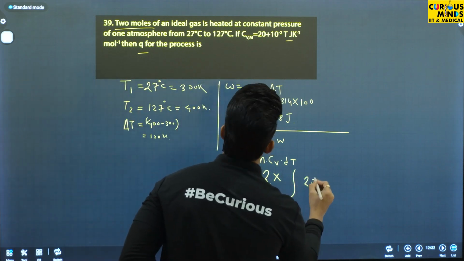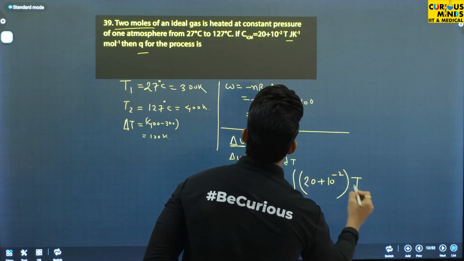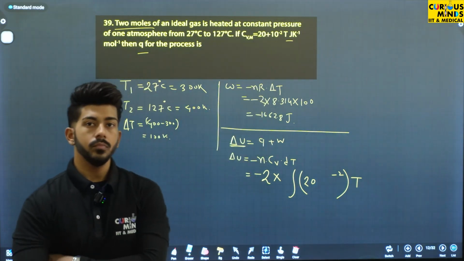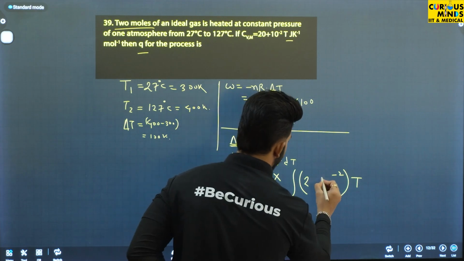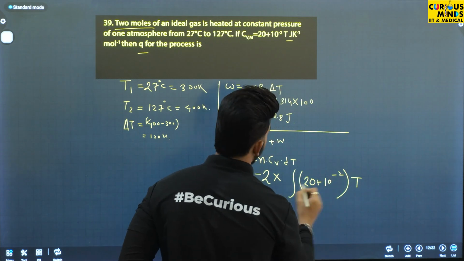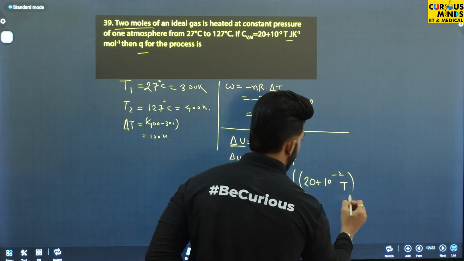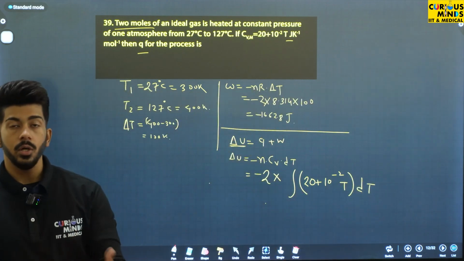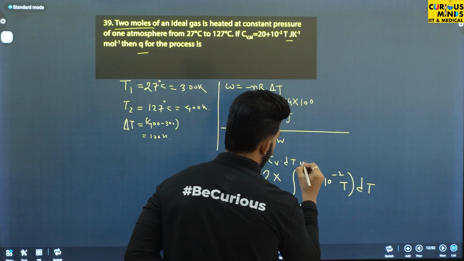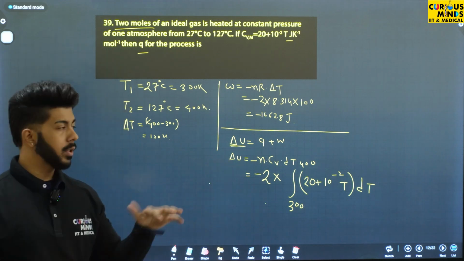So this will be 20 plus 10 to the power minus 2 t. Just a second. So this is given: 20 plus 10 to the power minus 2 into t. So there is no first bracket. T into dT. And what is the range of that integration? This is a finite integration, right? 300 Kelvin to 400 Kelvin. So you have to solve this. If we can solve this, we can solve delta U, and then we can just plug in the values there.